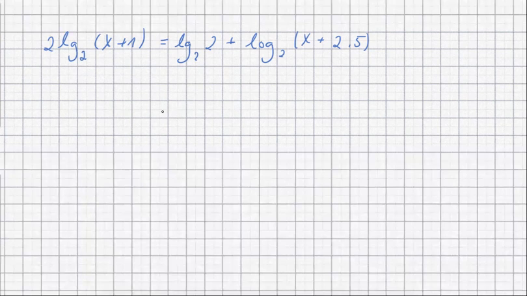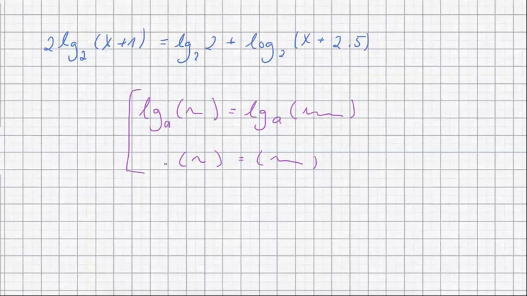We want to get to the state where we have log with some base, let's say a, of something equals log with the same base a of something else. Once we have that, we can say that the things inside of the logarithm are equal to each other. Okay, so this is what we want to make. We want to have on one side log with some base equal to log with the same base.